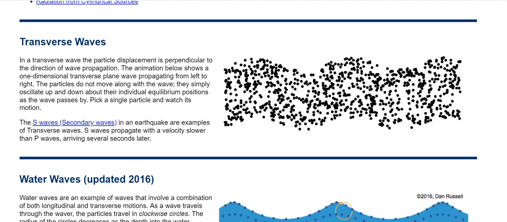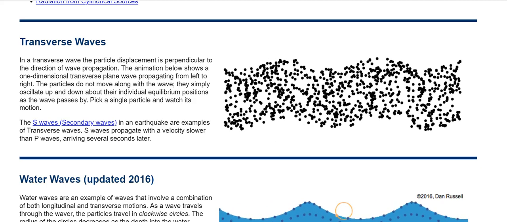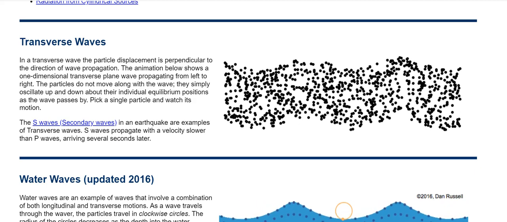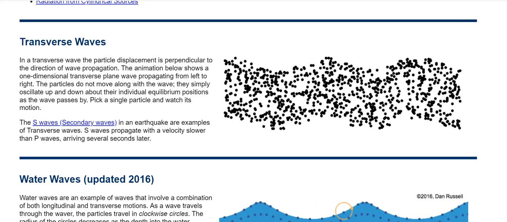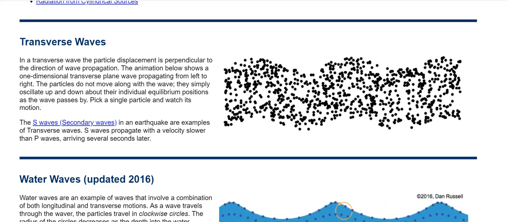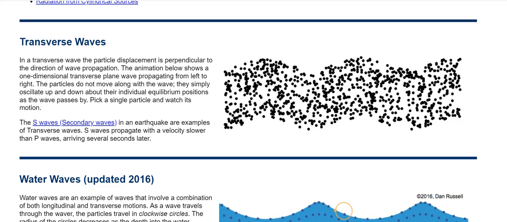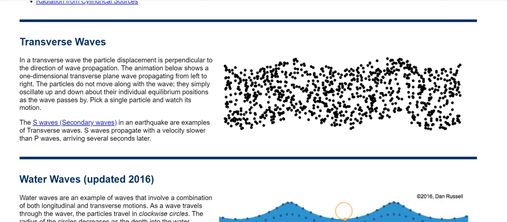We're going to look at a couple of simulations here. Here's one simulation, and for a transverse wave, if you look at any particles, the particles are simply moving up and down, but you can clearly see that the wave is moving from left to right. So the wave is moving left to right, but the individual particles are moving up and down. That is perpendicular.